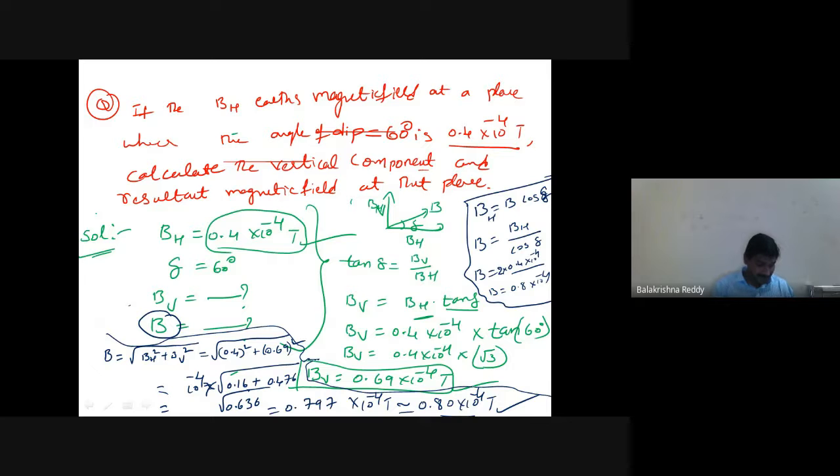So mostly these basic numericals can come as 2 marks questions in the exam. If 2 mark questions are available in any exam, or if they make any comprehensive questions for us, in that case they may ask such types of questions. That is the case of terrestrial magnetism based numericals. We won't have Coulomb's law based numericals because it is actually out of our syllabus.